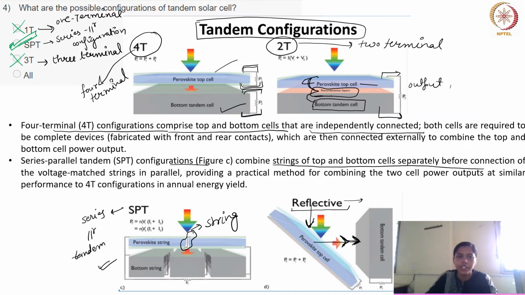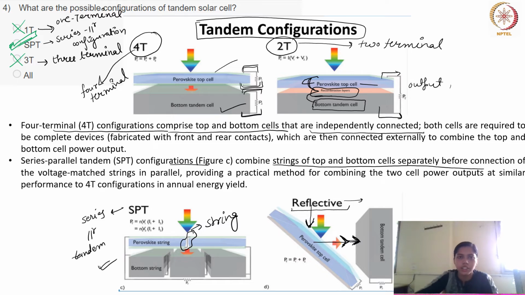If it is clear, you can write yes in the chat box. Mainly you need to remember the possible tandem configurations we can have: 4T, which is four terminal, 2T, two terminal, SPT, which is series parallel tandem, and the last one is the reflective configuration.